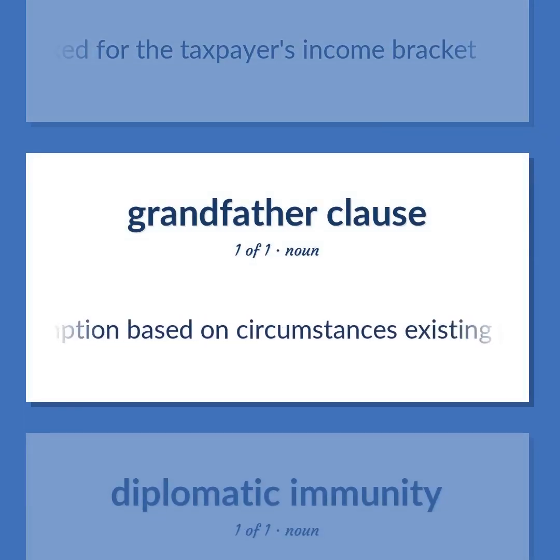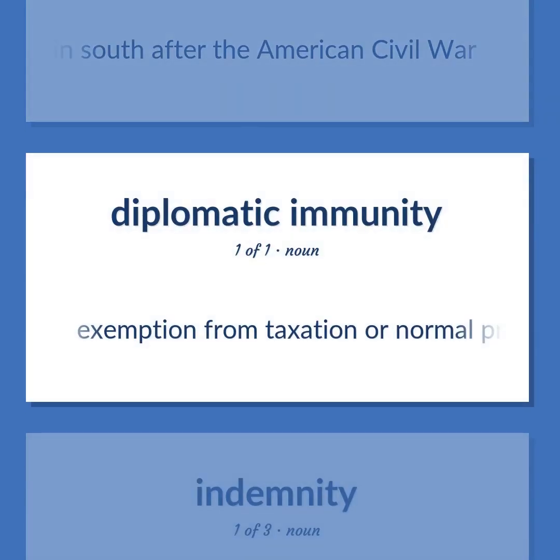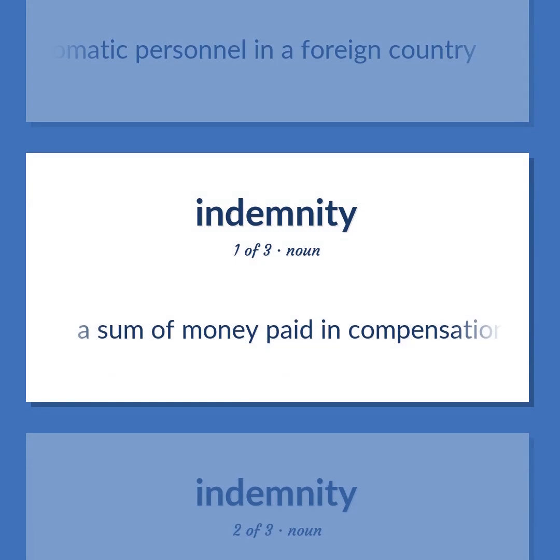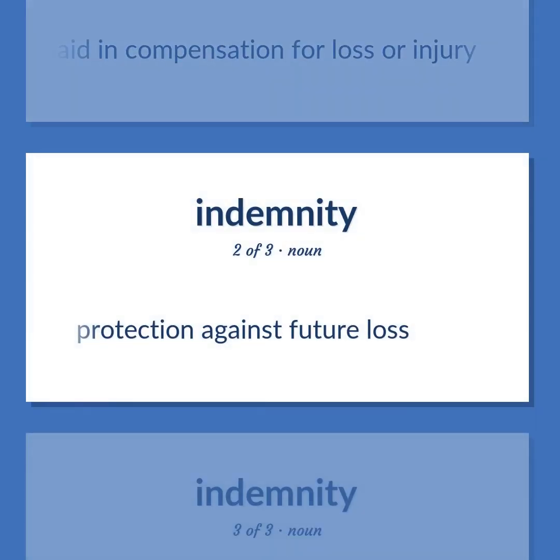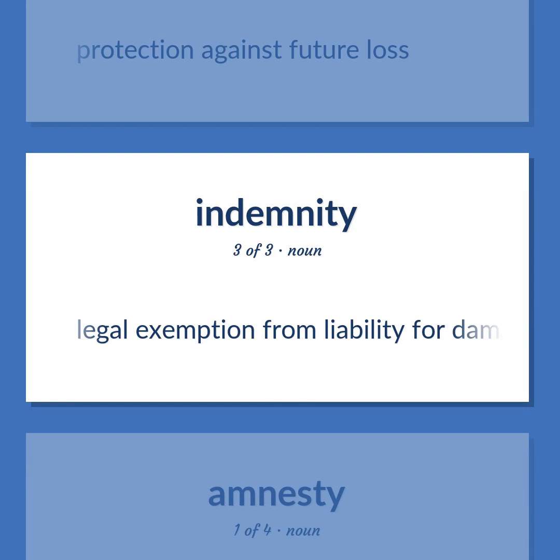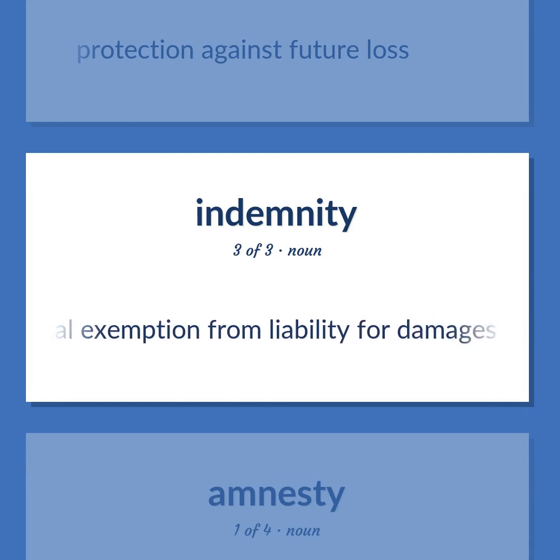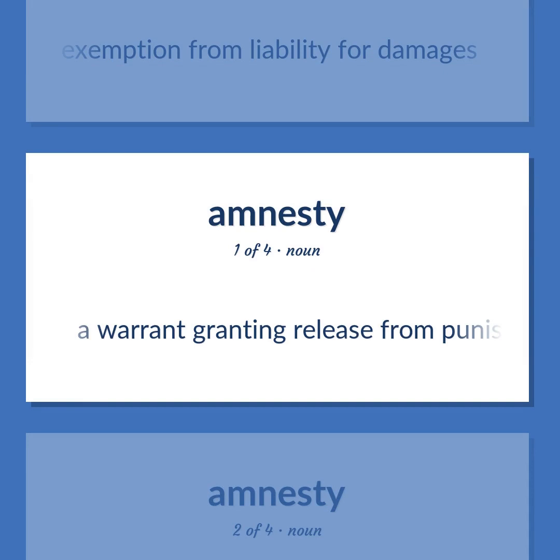An exemption based on circumstances existing prior to the adoption of some policy, used to enfranchise illiterate whites in South after the American Civil War. Exemption from taxation or normal processes of law that is offered to diplomatic personnel in a foreign country. A sum of money paid in compensation for loss or injury. Protection against future loss. Legal exemption from liability for damages. A warrant granting release from punishment for an offense.